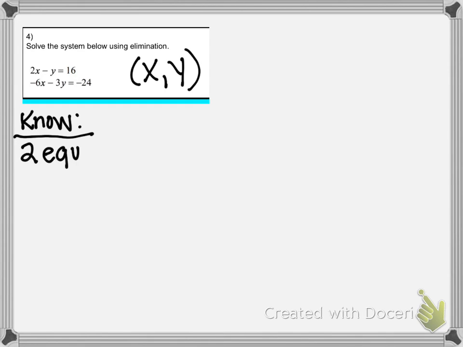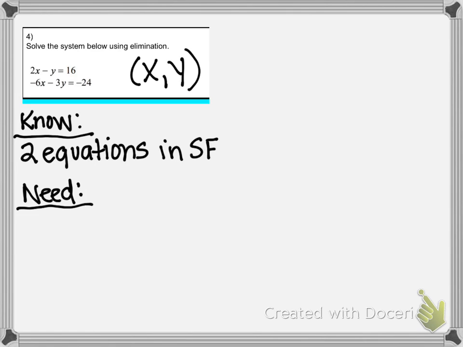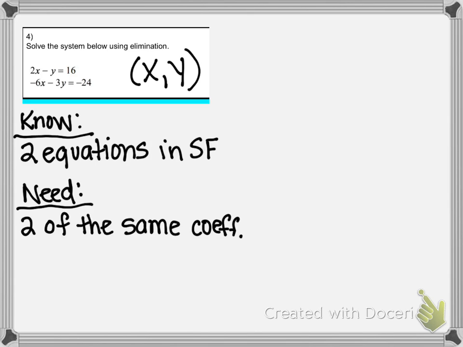So we have 2 equations in standard form. So in order to make this problem work, we need to find 2 of the same coefficient. That may be x, that may be y, but we need 2 of the same coefficient. All right, so I'm going to organize this and work this problem out.